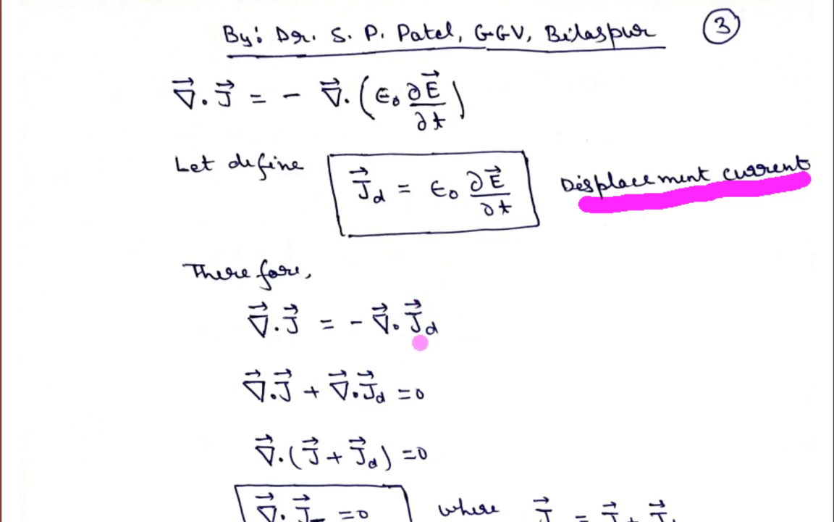If you see here, this current density, the JD we have defined, that is epsilon 0 del E upon del t, and this is giving a time dependent phenomenon. Remember, this displacement current is coming because of the change in the electric field in a given volume or in a given region. That means a changing electric field induces a displacement current.